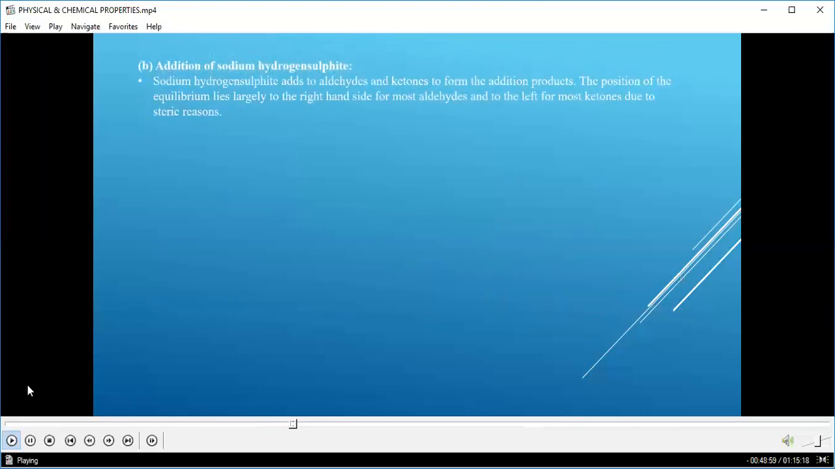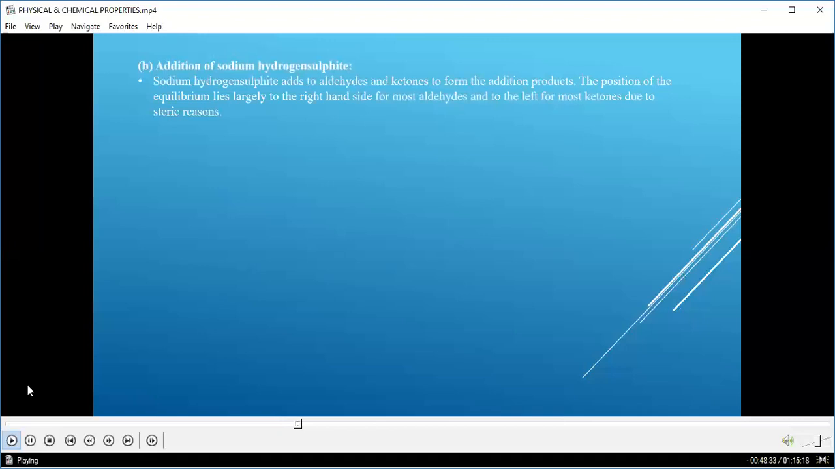Next comes the addition of sodium hydrogen sulfide. What is sodium hydrogen sulfide? This is NaHSO3, which can also be called sodium bisulfite. Sodium hydrogen sulfide adds to aldehydes and ketones to form addition products.